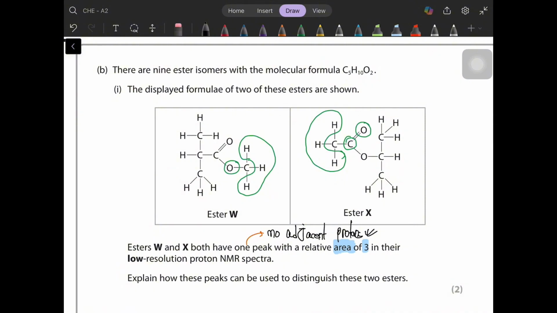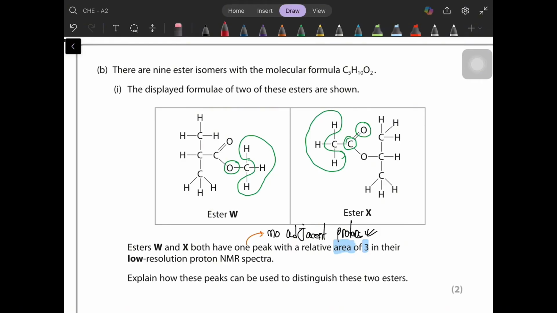There are nine esters with the molecular formula of C5H10O2, right? The displayed formulae of these two esters are given below. Okay, ester W and ester X, they have these displayed formulae. Ester W and ester X both have one peak with relative area of 3 in their low resolution proton NMR. Okay, they have one peak, a singlet, right?